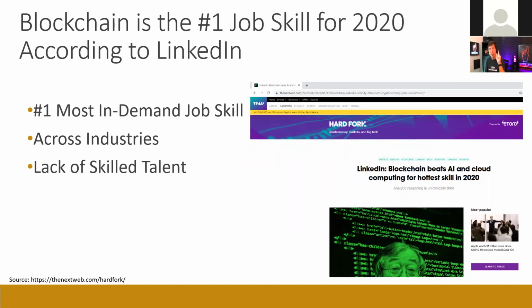It's the number one most in-demand job skill across industries. And the big issue is that there is a lack of skilled talent. Many people just don't understand blockchain, but you have all these companies that are really betting big on Bitcoin, betting big on blockchain, betting big on cryptocurrencies, but the staff does not know blockchain, Bitcoin, and cryptocurrency. So you saw Tesla just bought $1.5 billion worth of Bitcoin.